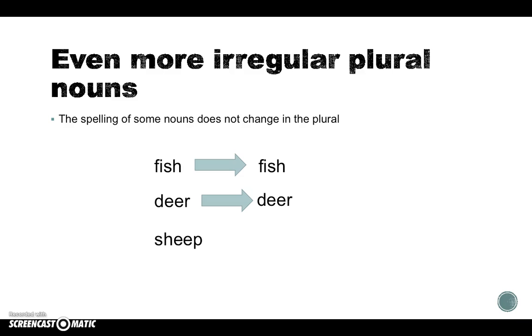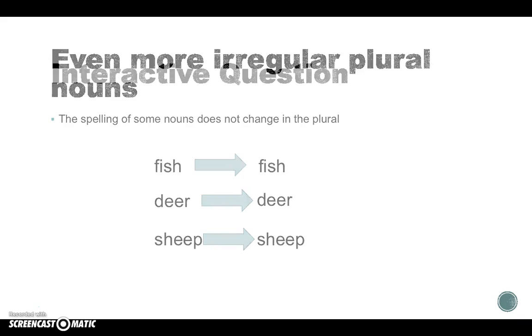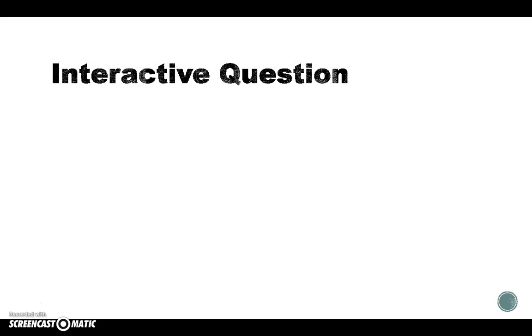The farmer has 1 sheep, or the farmer has lots of sheep. The words don't change, so you need to look for the clues in the sentence to know whether it's plural or singular. Here's our interactive question.